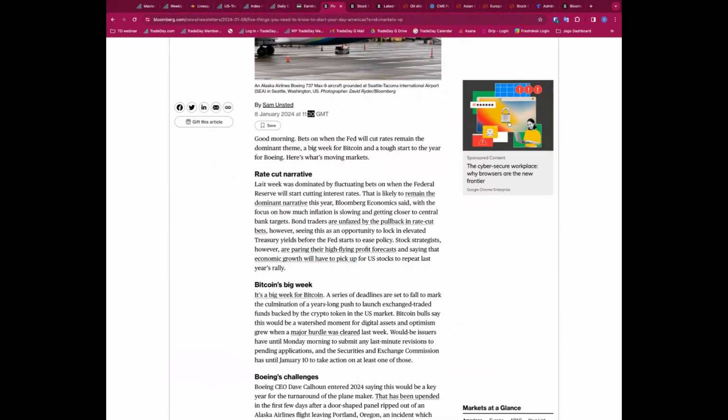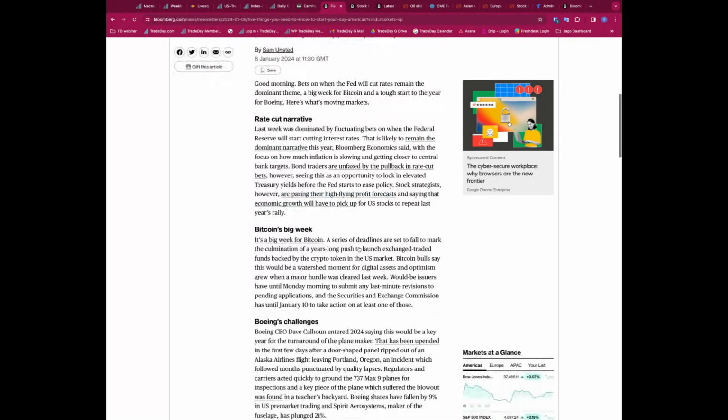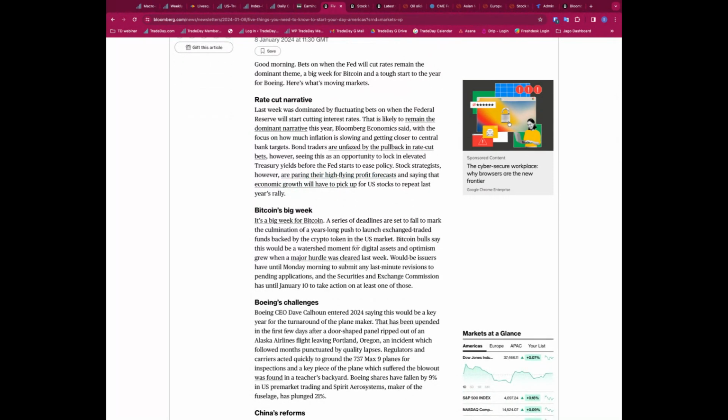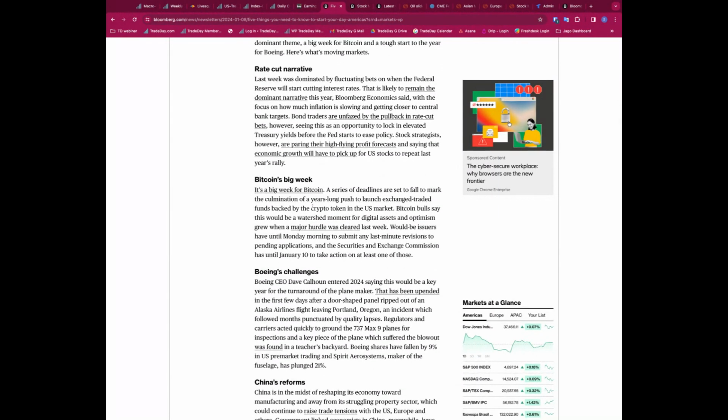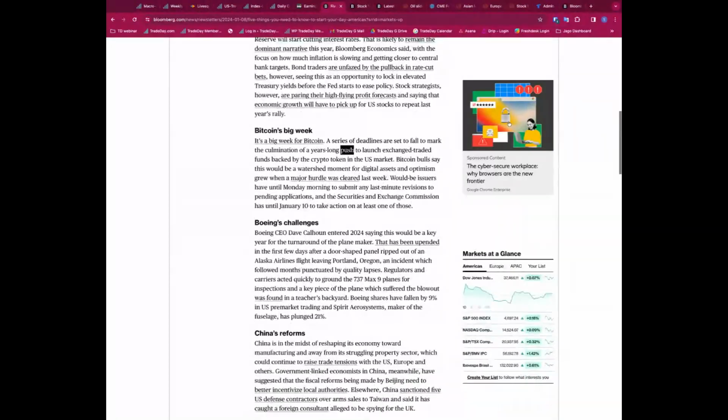So the rate cut narrative last week was dominated by fluctuating bets on when they will start cutting rates, okay? And it says it will remain the dominant narrative. It certainly will. It's going to be the most important thing we focus on as the Fed shifts from more hawkish to more dovish. How aggressively do they shift? Big week for Bitcoin. Deadlines are set to fall to mark the culmination of a year-long push to launch an ETF. So on the ETF, we're getting some decisions as we go into this week.